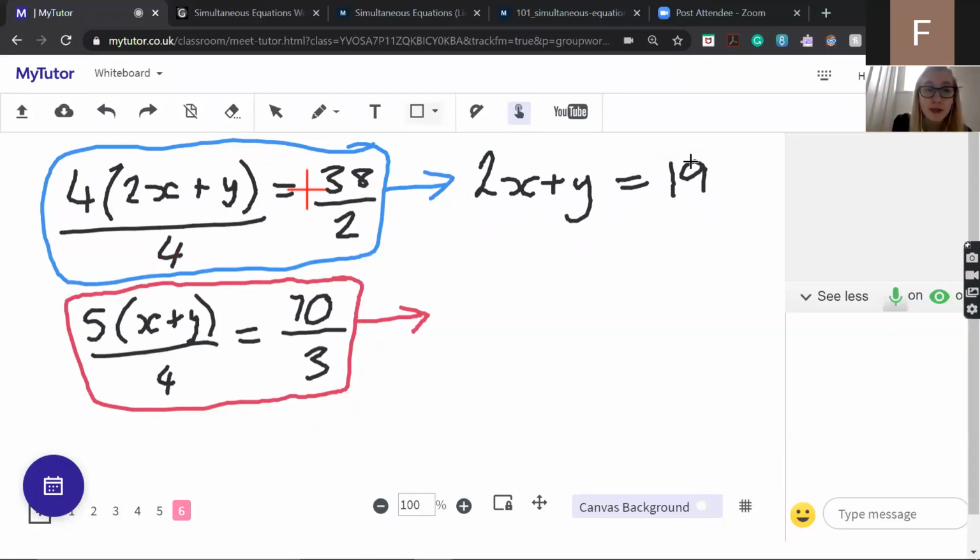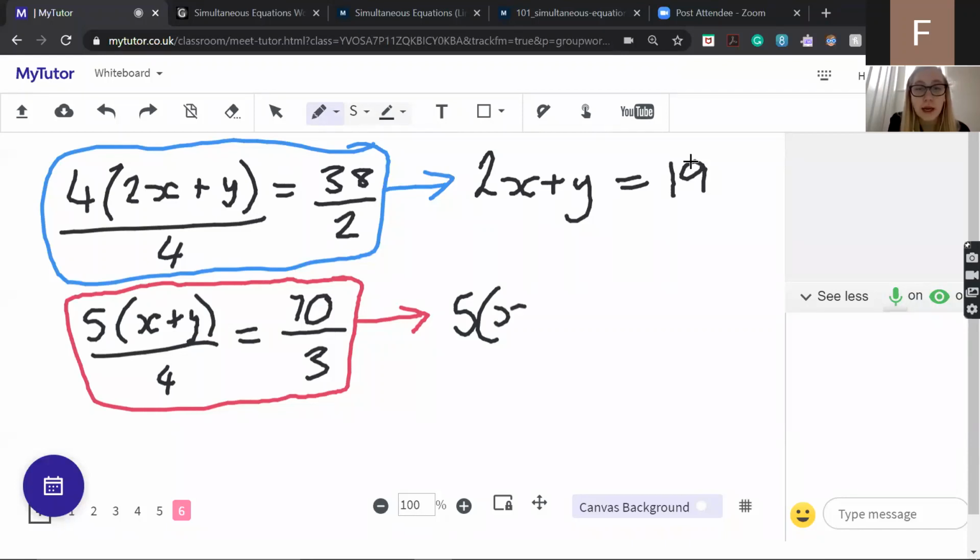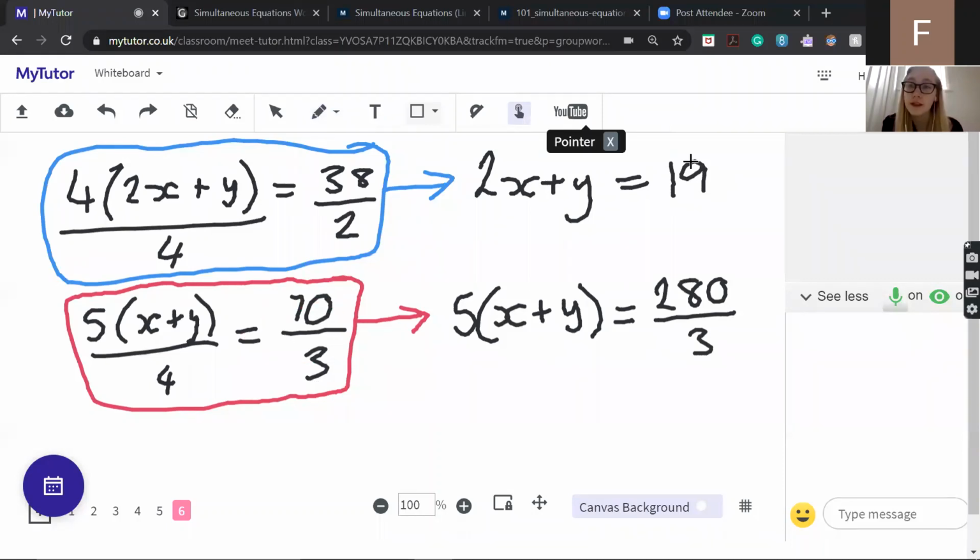For example, that's kind of what we did here, but we were multiplying by 4 on the top, which got rid of it. So if I do that, what I get is 5 lots of x plus y equals 280 over 3. Because that's what 70 over 3 times 4 is. Because when we times a fraction by 4, we just times the top bit by 4. It's as though we're timesing by 4 over 1, so the denominator is just multiplied by 1.